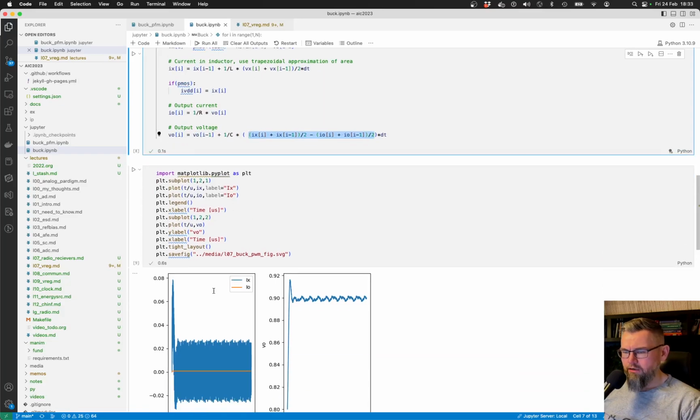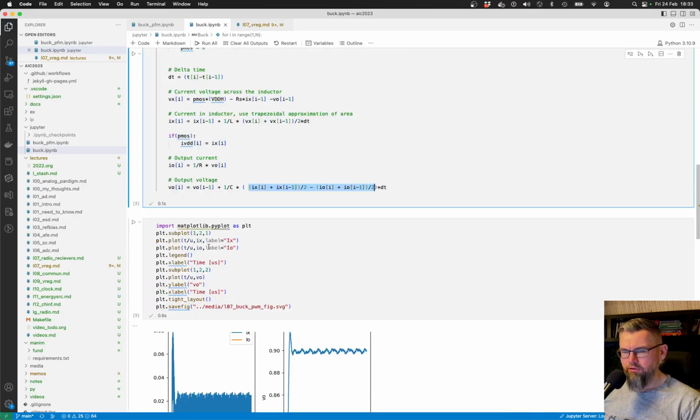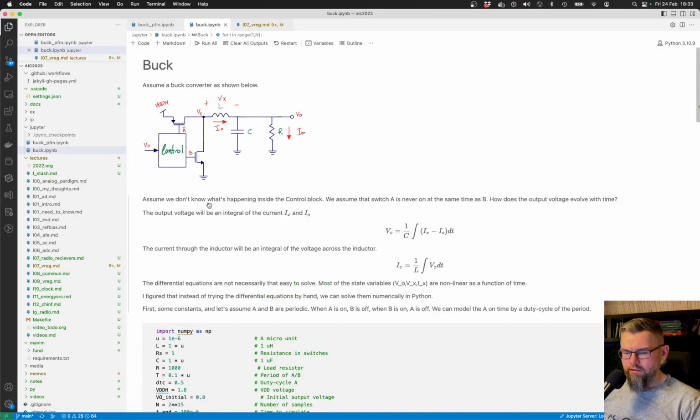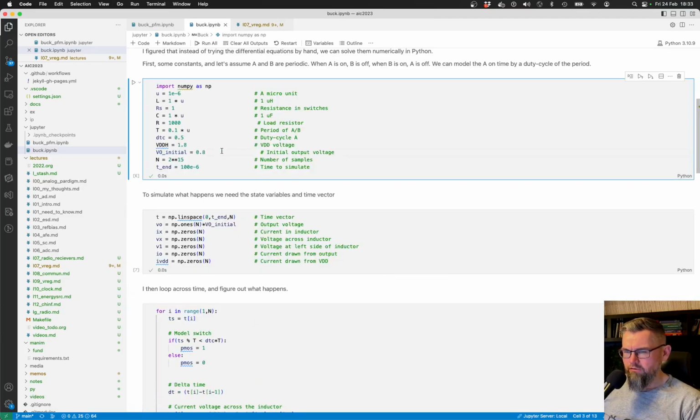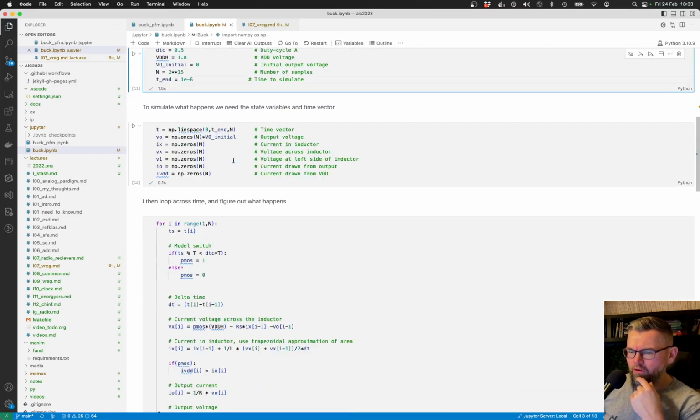Okay, so when we do that, let's put in some initial conditions. First of all, the initial voltage is 0. And then we're not going to simulate that long. What's my period? My T is 0.1 micro. Okay, so let's simulate for 1 micro. Okay, so let's have a look here.